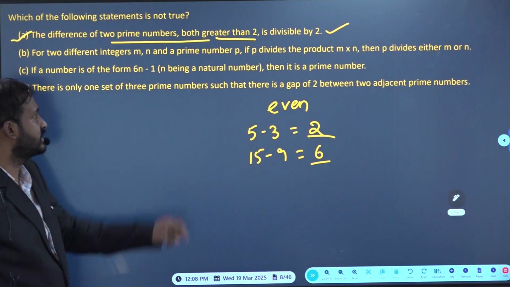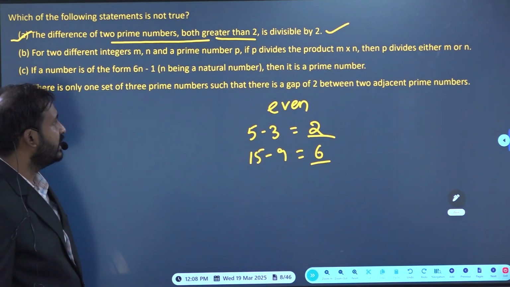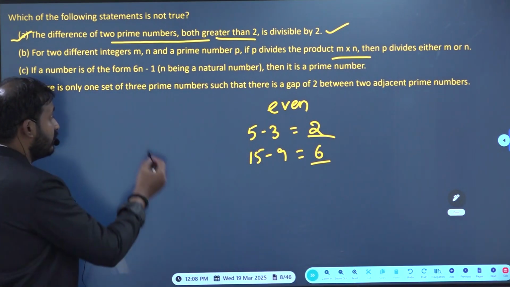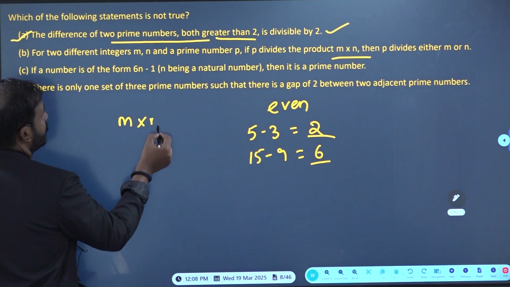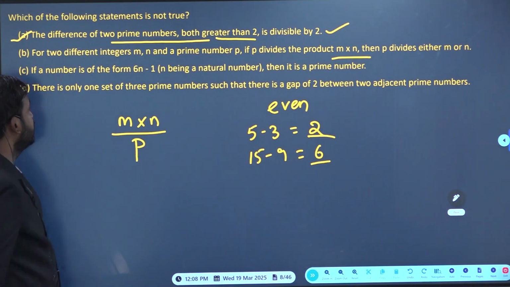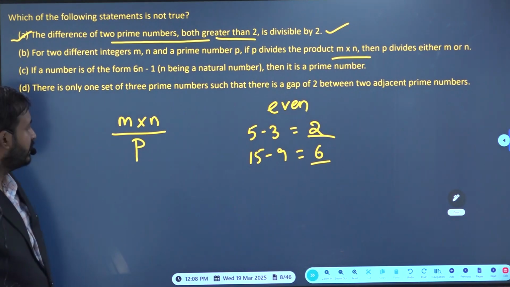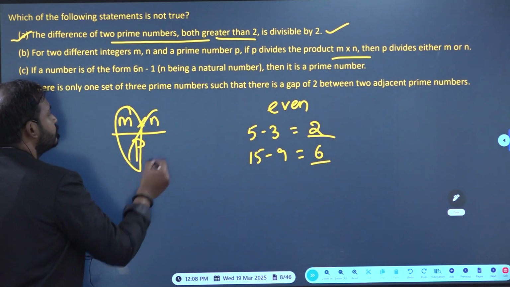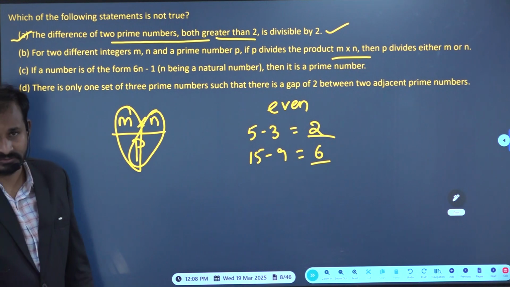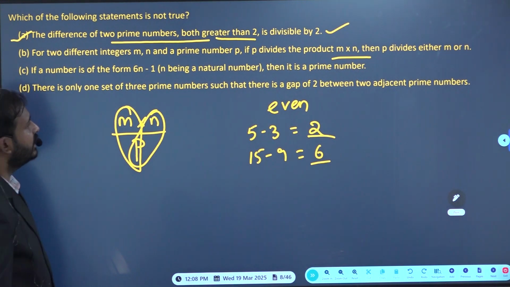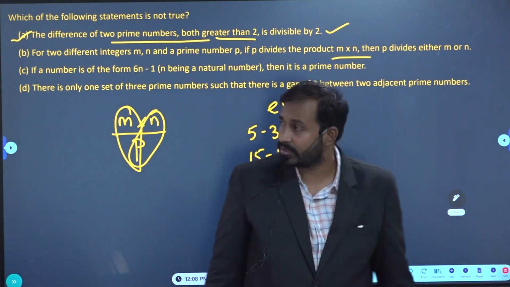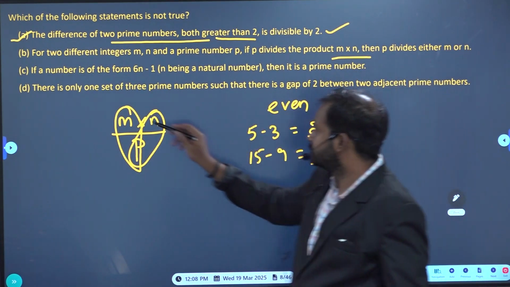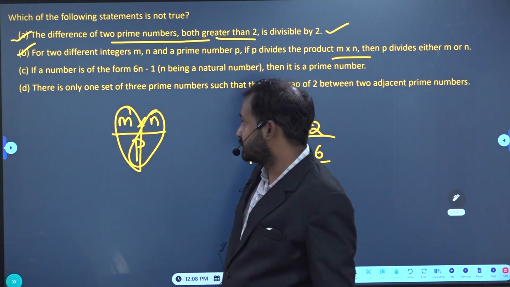For two different integers m, n and a prime number p, if p divides the product m into n, then p divides either m or n. Yesterday in our last class itself we have seen, m into n is divisible by p, p will divide the product m into n, then obviously p will divide either m or n, right? It can divide both m and n also. This one is correct, but that is not our answer.